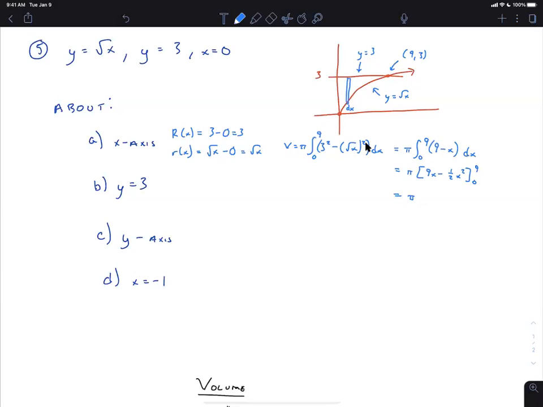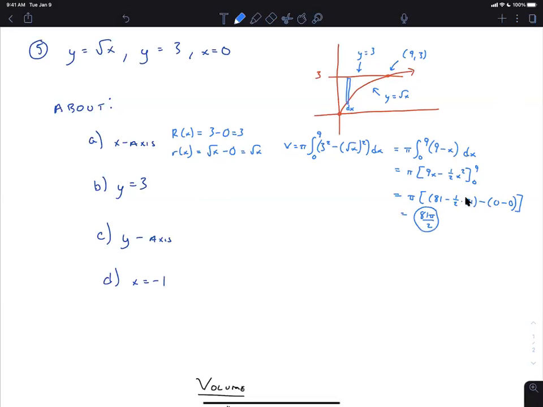So we get pi times, and now it's 9 times 9, so 81, minus 1/2 times 9 squared, so 1/2 times 81. And then it's 0 minus 0. You do want to double check that you actually get 0 there. And then 81 minus 81 halves is 81 halves. And so we get 81 pi over 2 if you simplify that. And that would be the answer.